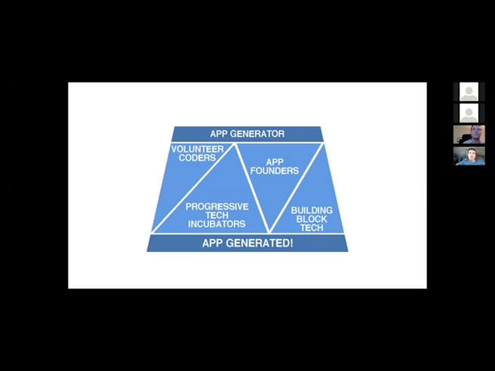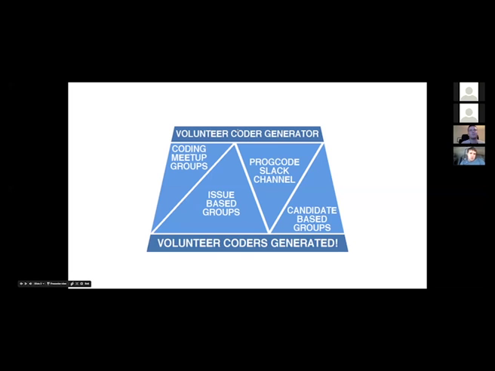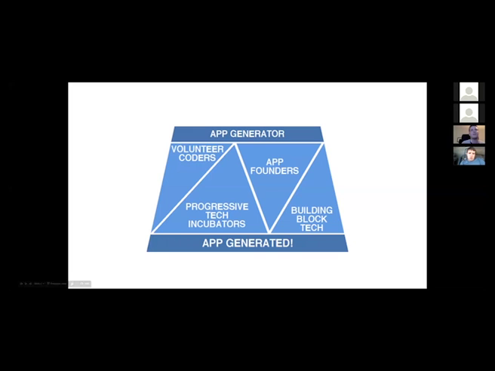And so if we're finding that not a lot of apps are coming out, we can go here and say, okay, what's the problem? Is it that we don't have enough people who want to make apps, or is it that we have a lot of people who want to make apps, but we don't have enough volunteers who want to volunteer for the apps? And by pinpointing that problem, if it's that we need more volunteers, we can go back to the volunteer coder generator and try to understand how we can build up more volunteers.